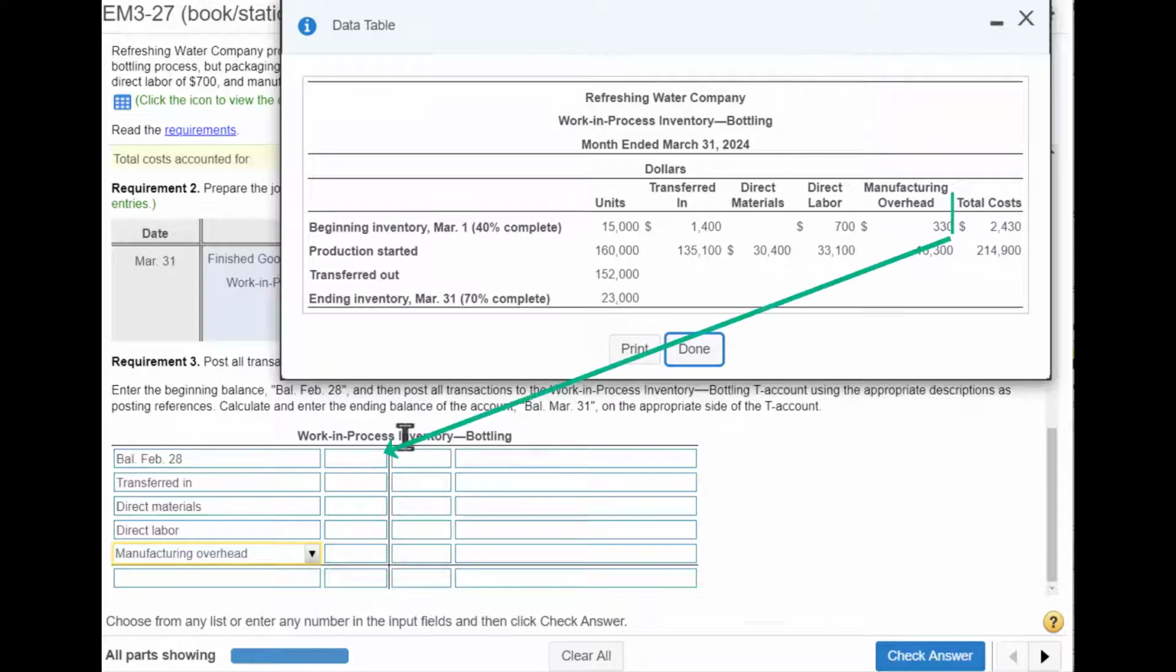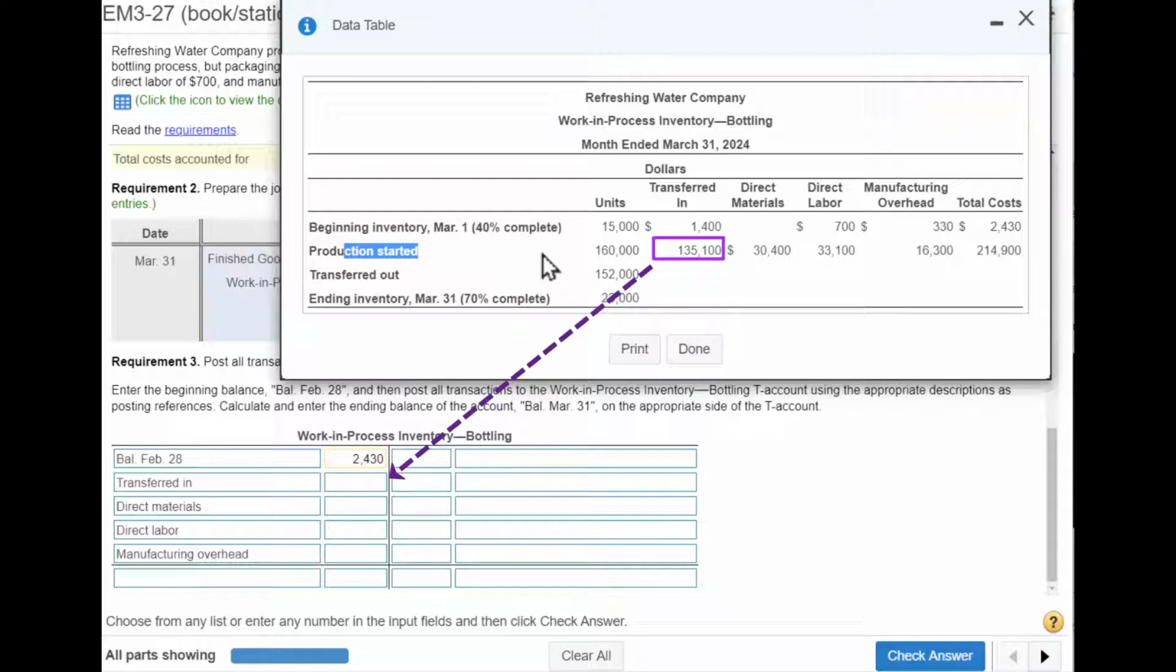So our beginning balance is 2430. So beginning inventory is what we're talking about here. And remember, since this is a T account, we want costs. We don't want the units. So we're going to copy and paste the costs. So we started with 2430. We added some costs transferred in. So that's these costs here. 135,100. We don't want to take the total cost, but that includes direct materials, direct labor, manufacturing overhead.